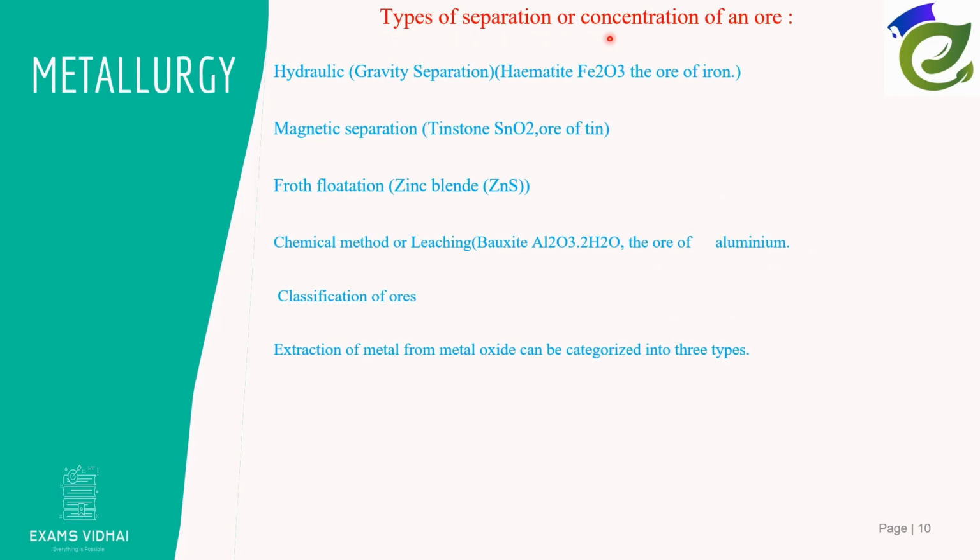Types of separation or concentration of an ore. There are mainly five types of separation. First one, hydraulic, which is known as gravity separation. Second one, magnetic separation. Third one, froth flotation. Fourth one, chemical method, also called leaching. Fifth one, classification of ores.